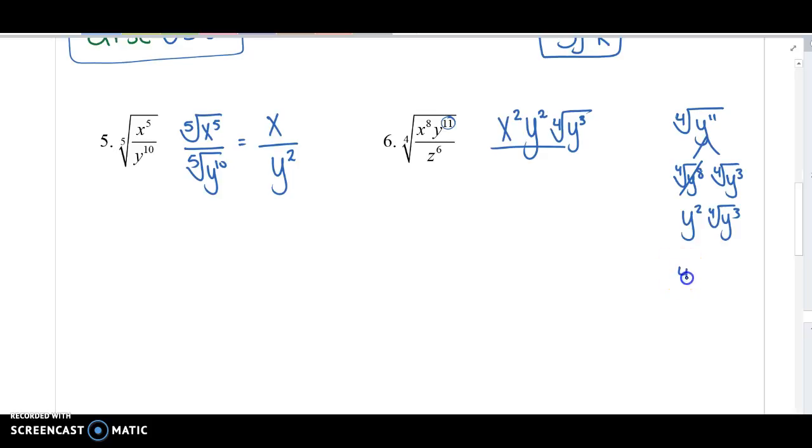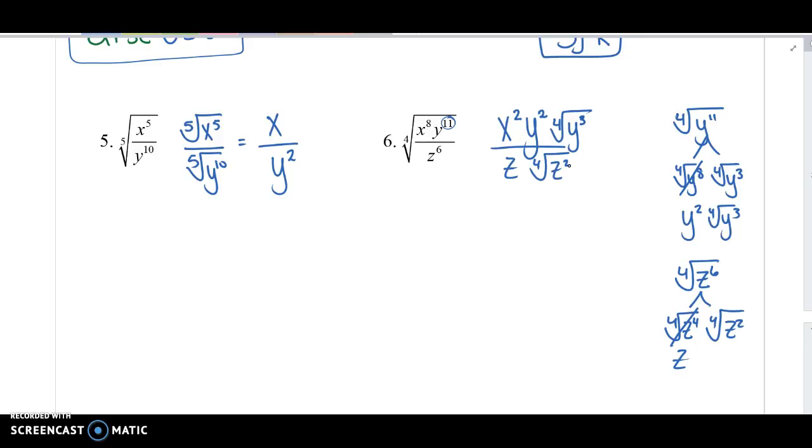On the bottom, the 4th root of z to the 6th. We can split that into the 4th root of z to the 4th, and then the leftover 2 factors. 4 and 2 add up to 6. The 4th root of z to the 4th is z. So we have z times the 4th root of z squared. Does anybody see a problem with this answer? There's a radical on the bottom. Can we have a radical on the bottom?